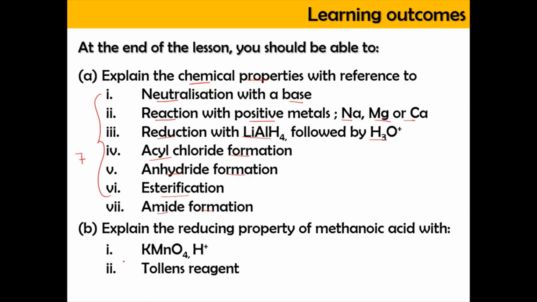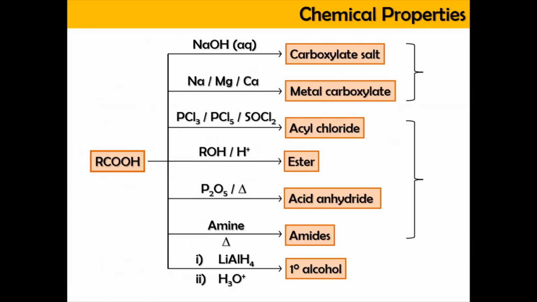Okay, and last but not least, we're going to explain the reducing property of the methanoic acid, where it's going to have both the properties of aldehyde and also carboxylic group, and it's going to react with the KMnO4 and Tollens' reagent. So without any further ado, let us start.